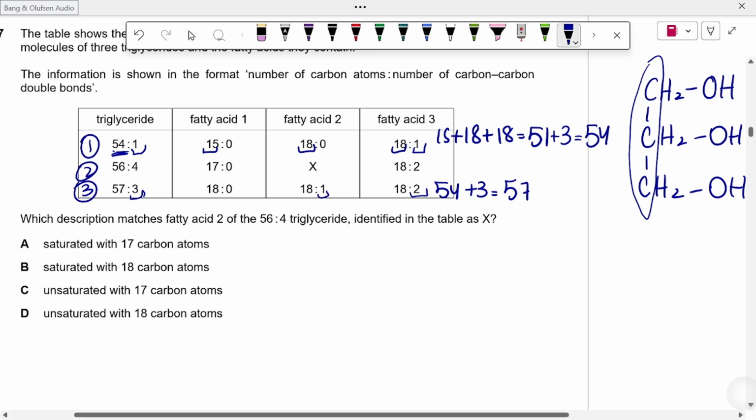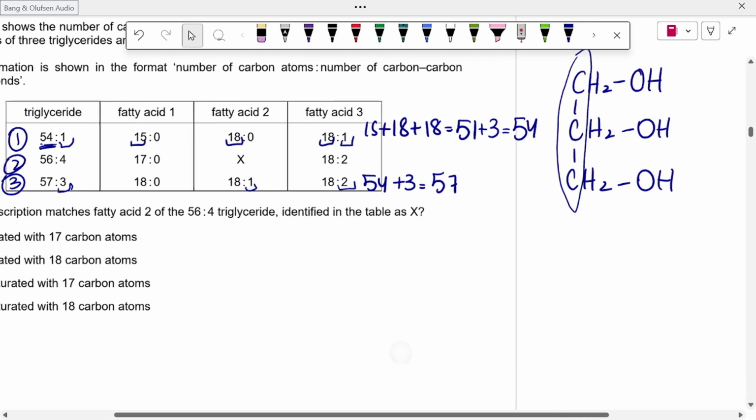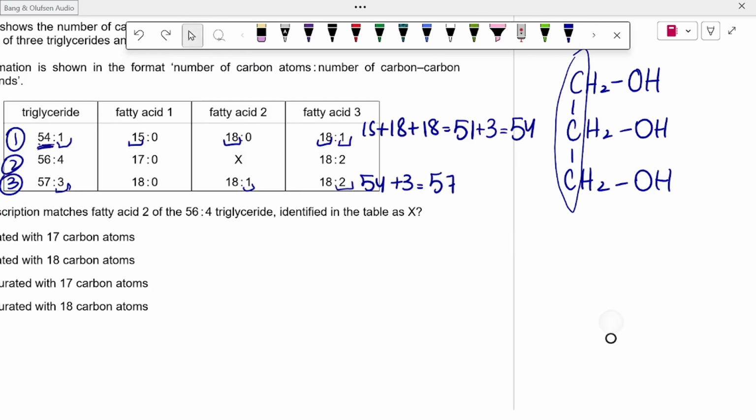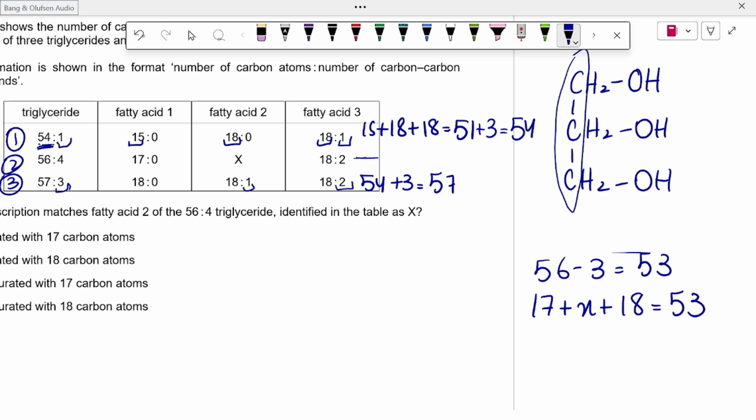17 plus x plus 18. Okay, first you work backwards a little. 56 minus 3. This is going to give you the number of carbons in the fatty acids. 56 minus 3 is 53. So whatever your sum comes to should be equal to 53. So 17 plus x plus 18 is equal to 53. x will come out to 18. So your fatty acid number 2 will have 18 carbon.